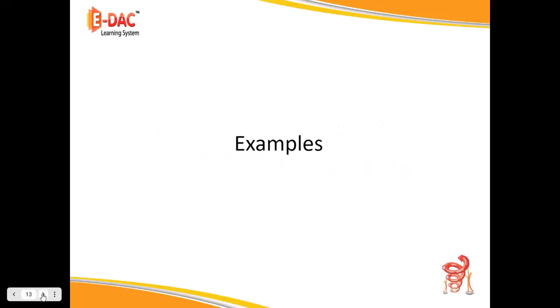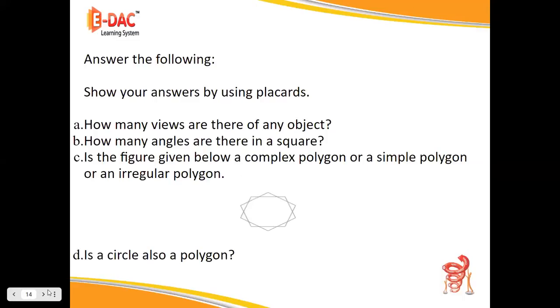Next examples. Show your answer by using placards. How many views are there of any object? You already told me there are 3 ways. How many angles are there in a square? Everybody knows that there are 4 angles. Yes, a square has 4 angles. Like that we just complete.